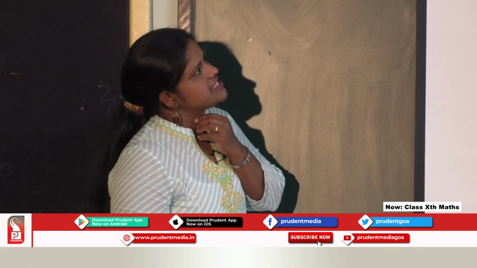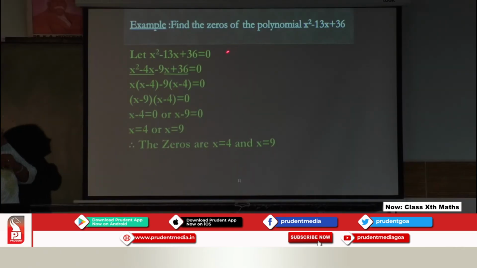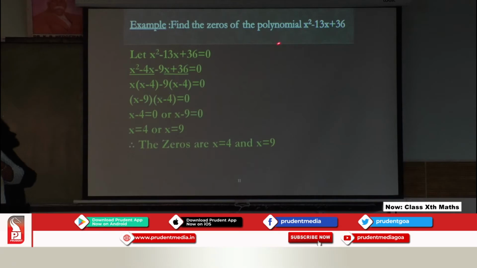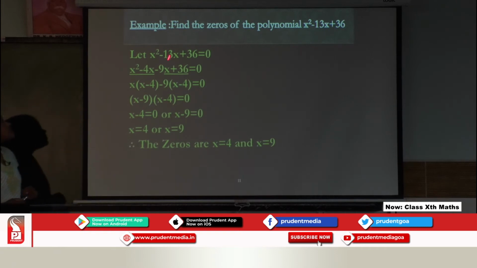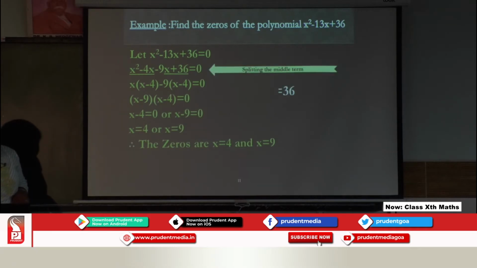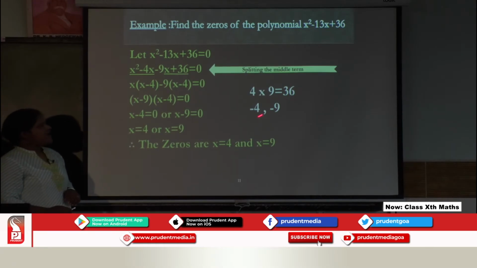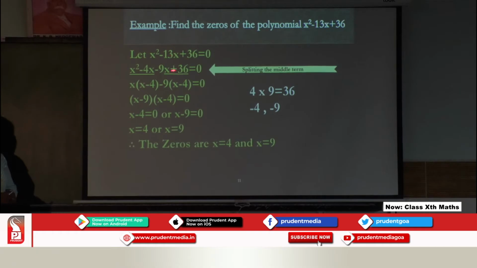Let us have a look at the next problem. Find the zeros of the polynomial x square minus 13x plus 36. Here the last term is positive, the middle term is negative. So let x square minus 13x plus 36 is equal to 0. Again let us find the factors to split minus 13. So 36 has factors 4 and 9, and negative 4 and negative 9 will give us negative 13.